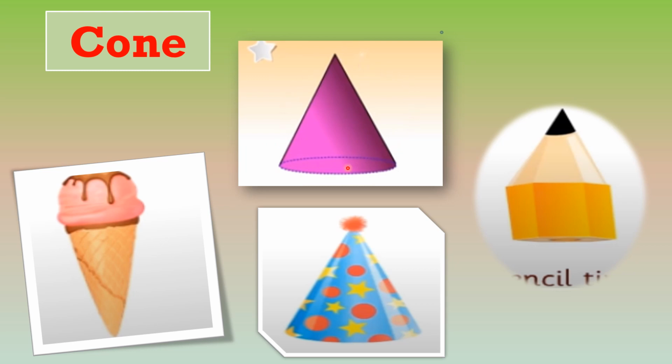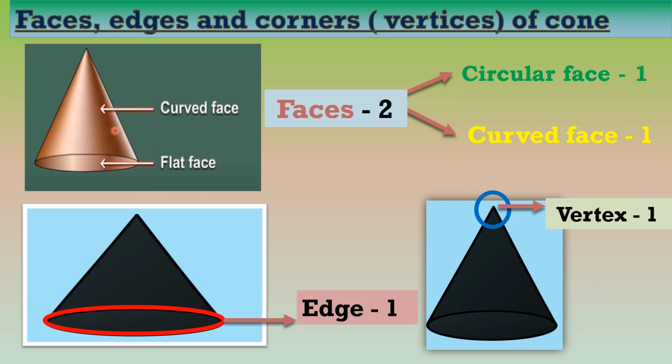This solid shape is called cone. Now, list out some examples of cone. Ice cream cone, birthday cap, tip of a pencil. These are some examples of cone. Now let us find out faces, edges and corners of cone. Cone has one curved face and one flat circular face. Hence, cone has two faces.